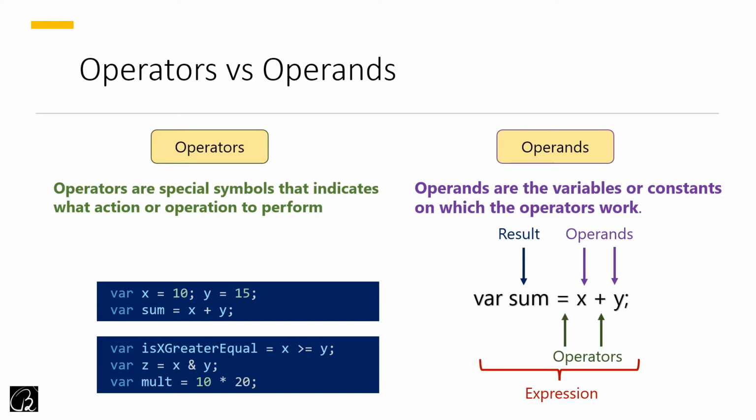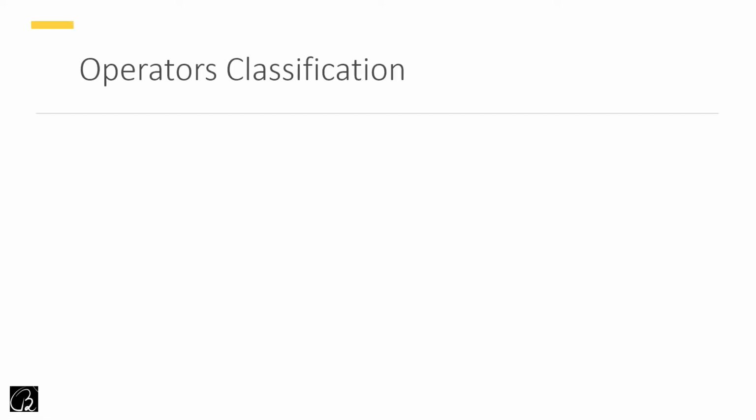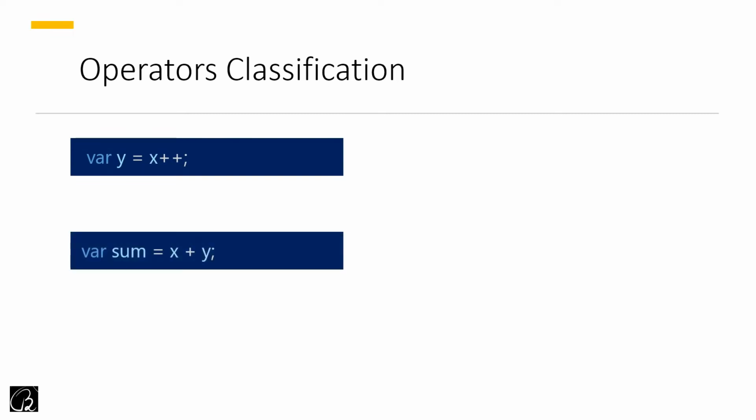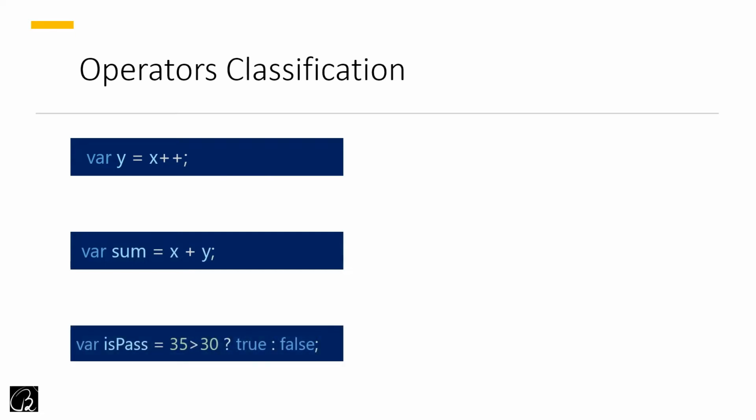So now let me write 3 expressions over here. You should tell me what the difference between them is. The first expression, where y equal to x plus plus. Here I am using an increment operator. In the next example, I am using sum equal to x plus y, an arithmetic operator. In the third example, I am using the ternary operator. Can you tell me what the difference between these 3 is?